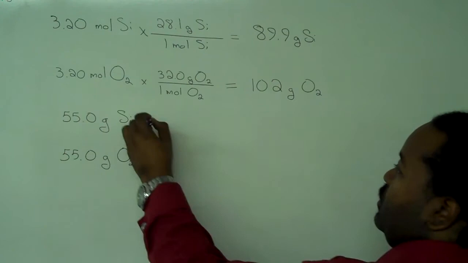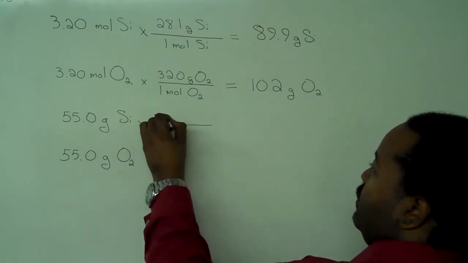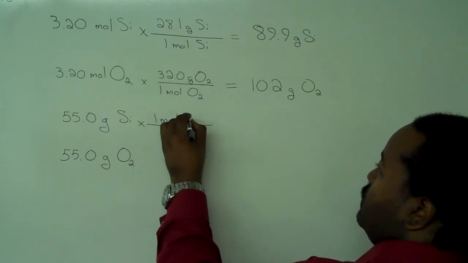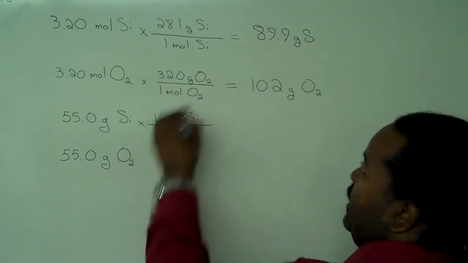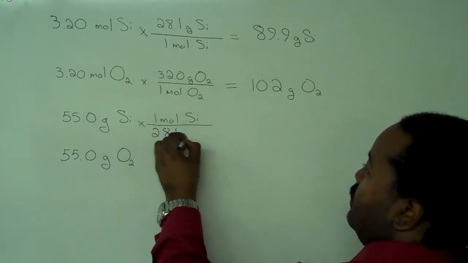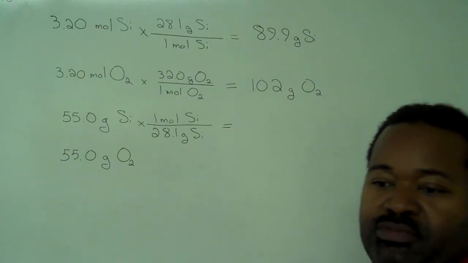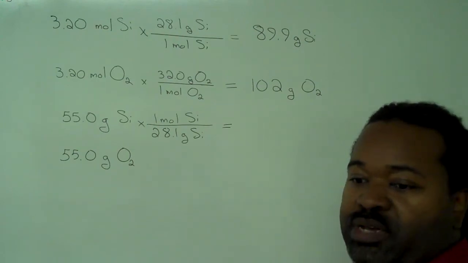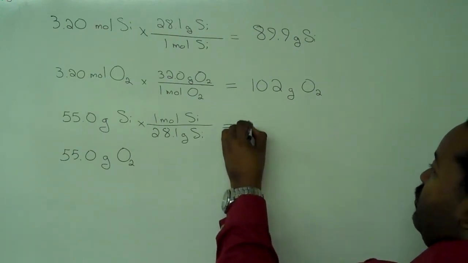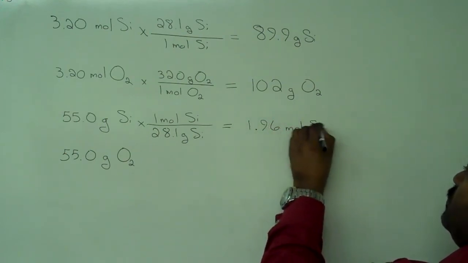To go from grams to moles, it's the same idea that we're going to use a conversion factor, except this time the moles go on top and the grams will be on the bottom to cancel everything out nicely. And so when I multiply through here and perform my calculations, I'm going to have 1.96 moles of silicon.